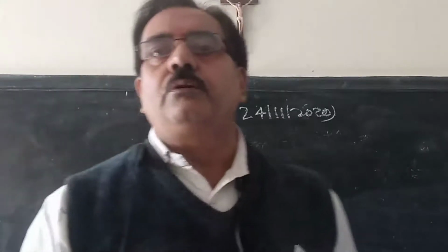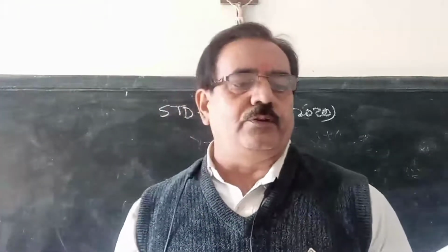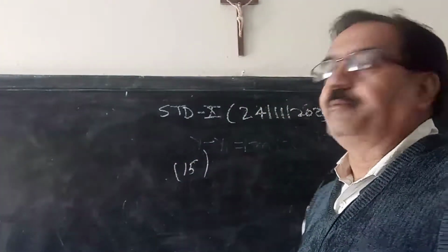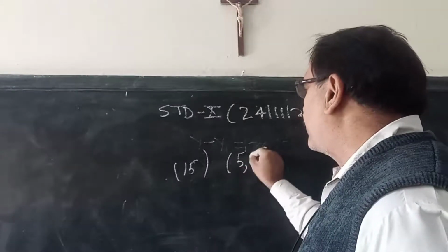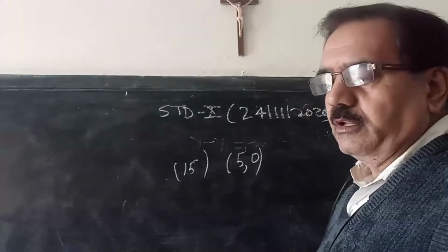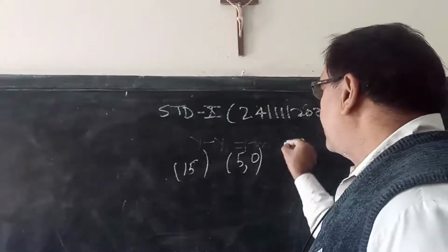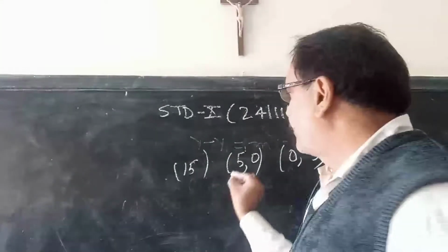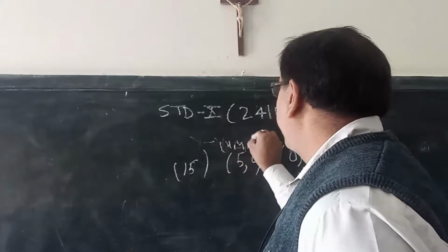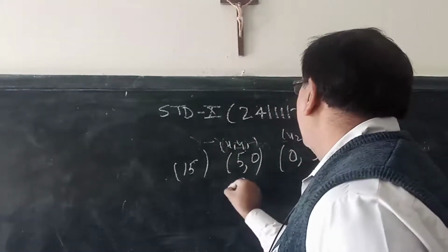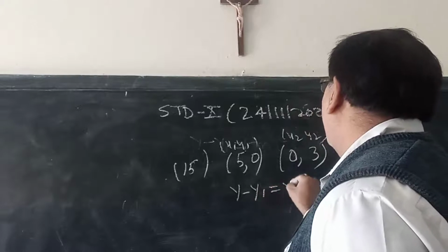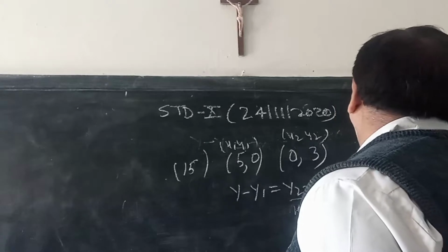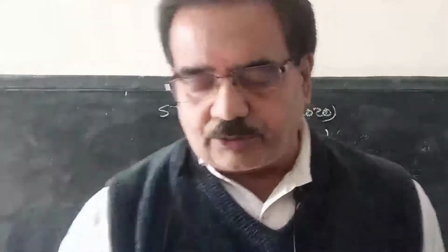X-intercept means the y-coordinate will be 0. Y-intercept means the x-coordinate will be 0. See question number 15, exercise 14C. X-intercept 5 means the y-coordinate will be 0, so one coordinate is 5, 0. And y-intercept 3 means the x-coordinate will be 0, y value is 3. Now two coordinates are there. Suppose x1, y1 and this one x2, y2. Put them in the formula: y minus y1 is equal to y2 minus y1 by x2 minus x1, times x minus x1, and write the equation. That is the equation of a straight line.